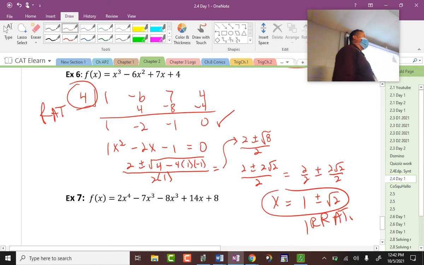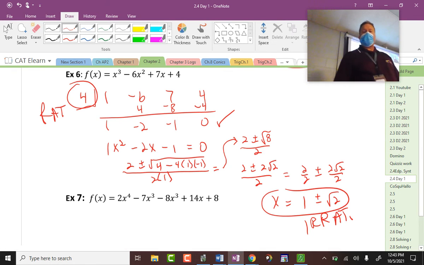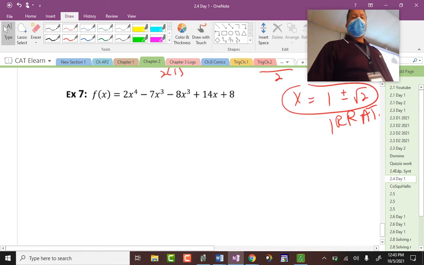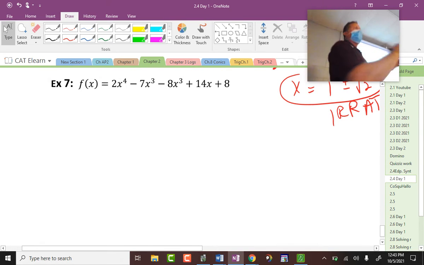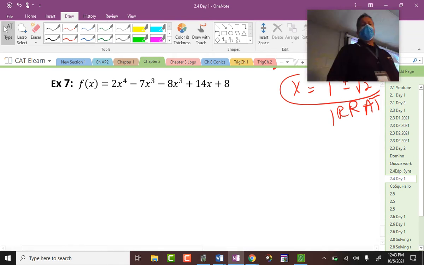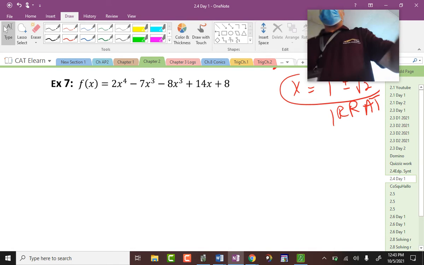I'll tell you the big difference with section 2.5. They throw in imaginary zeros. That's really the only difference between 2.4 and 2.5, with a couple other different questions that I've waited for. I really want to make sure we know how to synthetically divide. Okay, do the same thing on the last one.